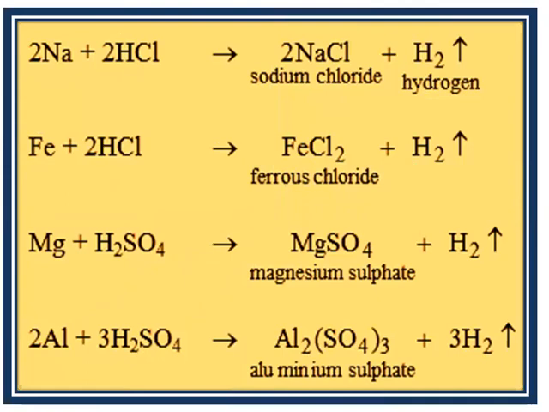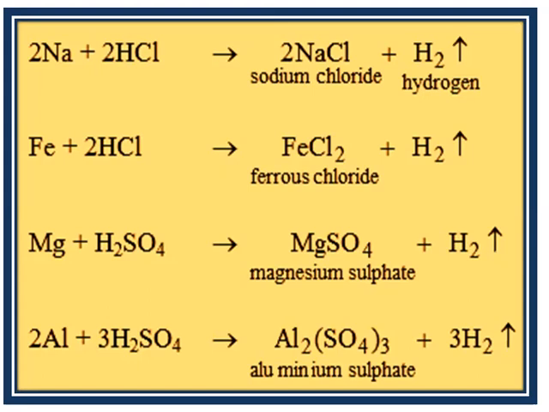Sodium reacts violently with dilute hydrochloric acid to form sodium chloride and hydrogen gas. This reaction shows that sodium metal is very reactive. Iron reacts slowly with cold dilute hydrochloric acid to give iron 2 chloride, or ferrous chloride, along with the release of hydrogen gas. Magnesium reacts with dilute sulfuric acid to give magnesium sulfate and hydrogen gas. Aluminium reacts with dilute sulfuric acid to give aluminium sulfate along with the release of hydrogen gas.